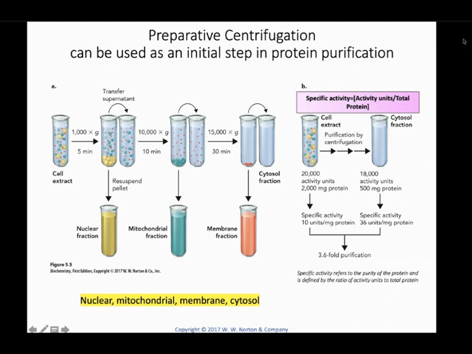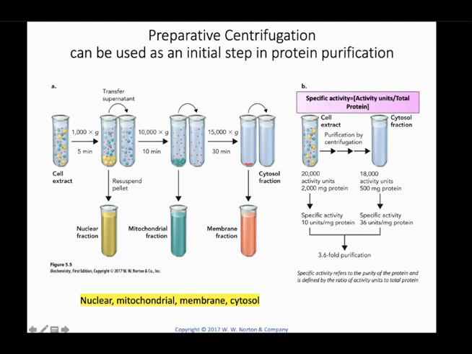So obviously every time that you try to purify the protein, you will be concentrating, right? And you're gonna have more activity in the protein itself. So you have here, for example, the cell extract. Here you have units. This is just arbitrary units for whatever the protein is, the function of the protein.